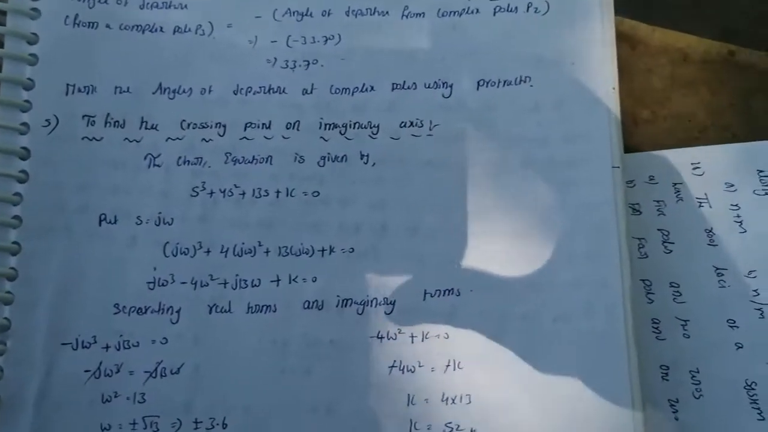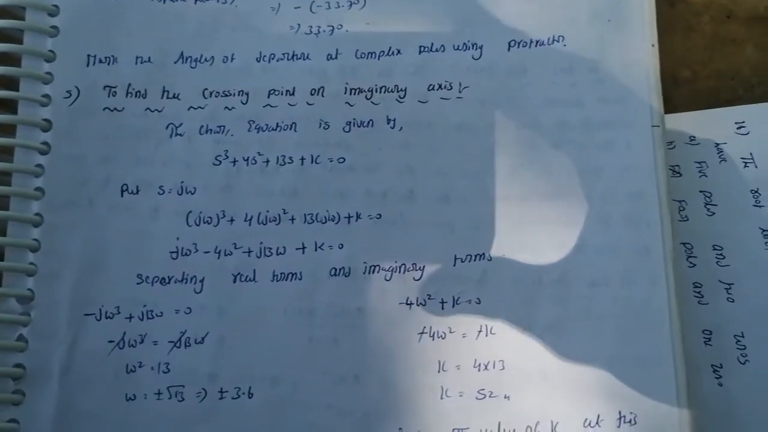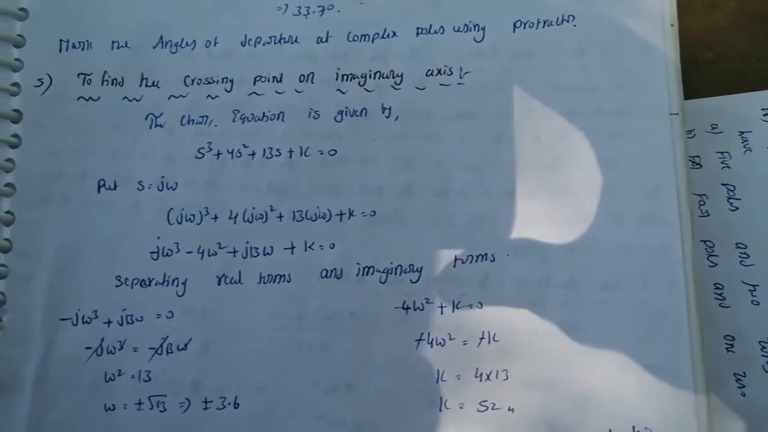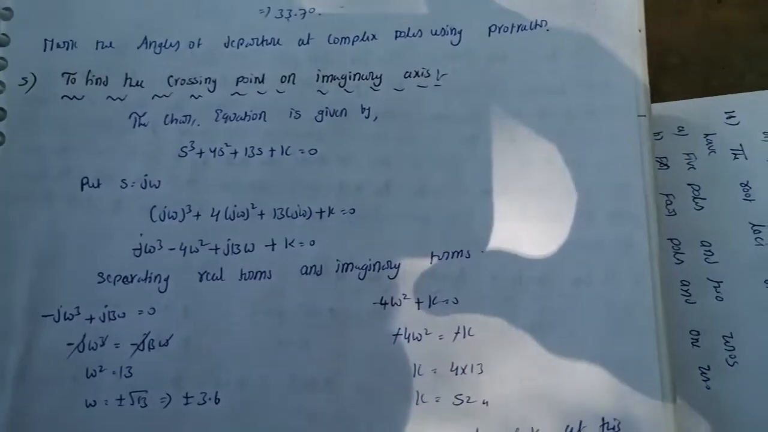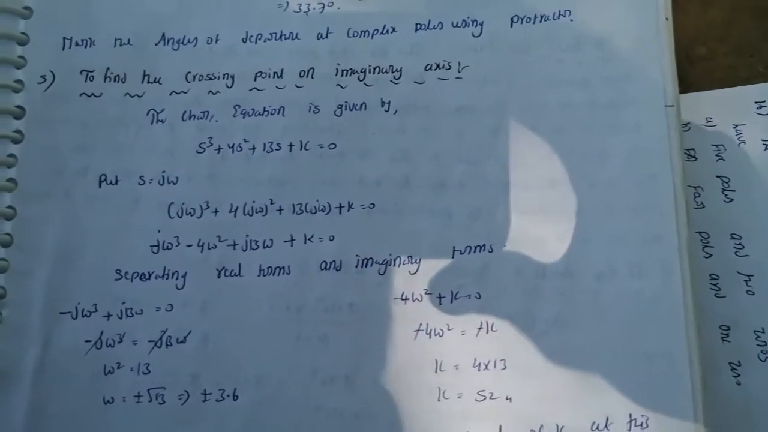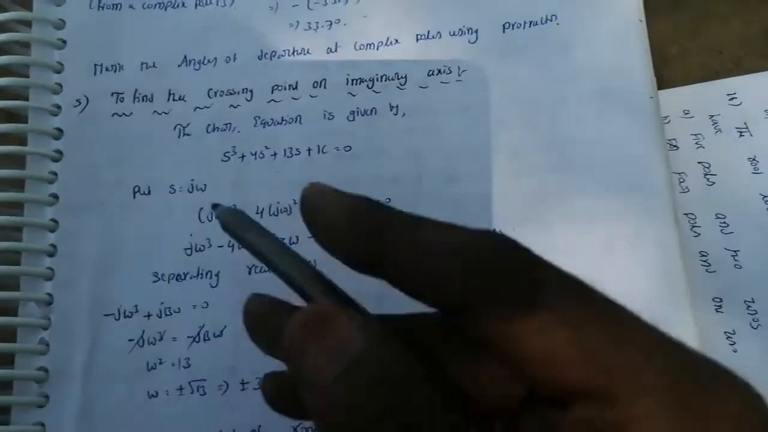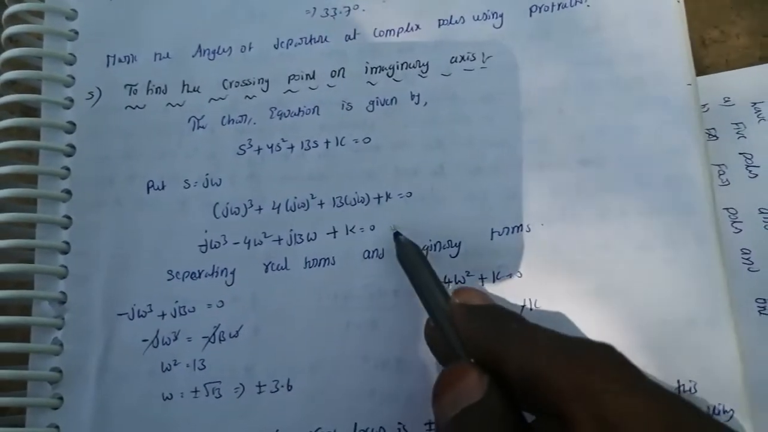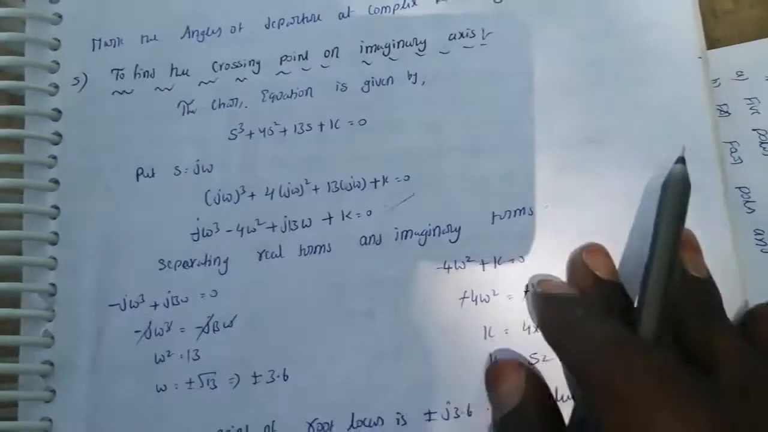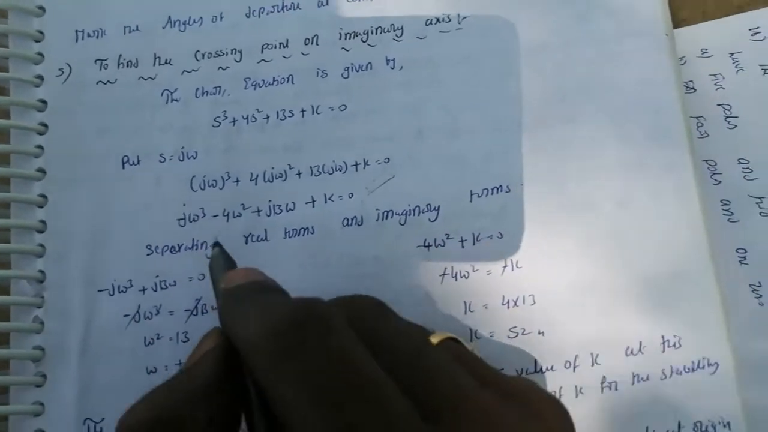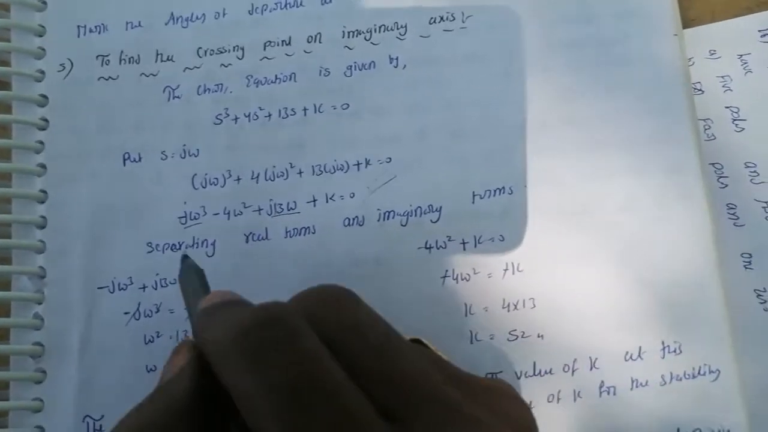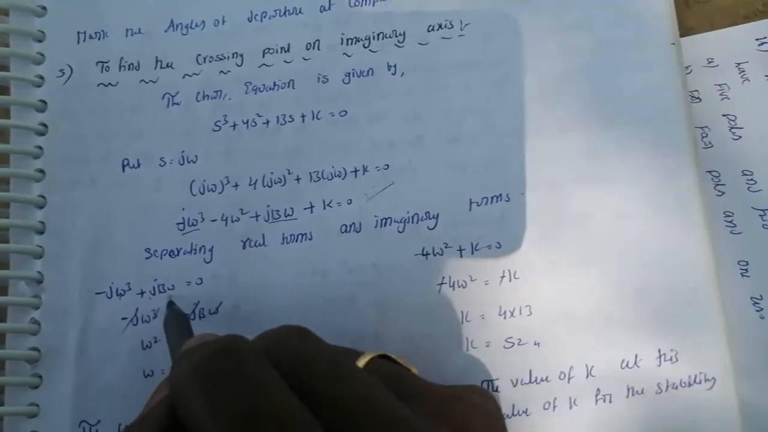Here also we have to find these crossing points by using the characteristic equation, that is s cubed plus 4s square plus 13s plus k. This is the characteristic equation. Then we have to put s equals j omega in the characteristic equation. After simplification, you will get the equation like this. Now we have to separate the imaginary parts and the real parts, and each should equal 0. The imaginary parts are these, so minus j omega cubed plus j 13 omega equals 0.